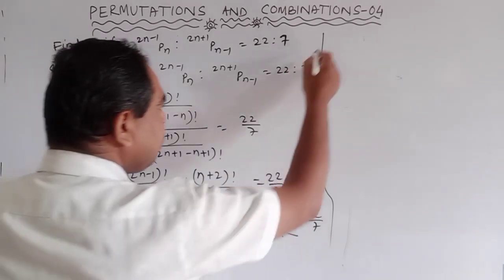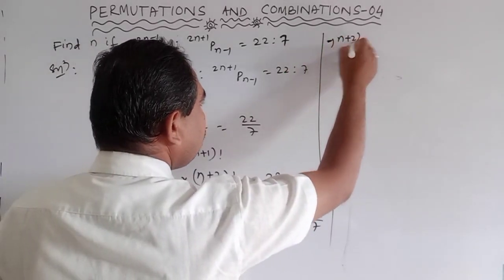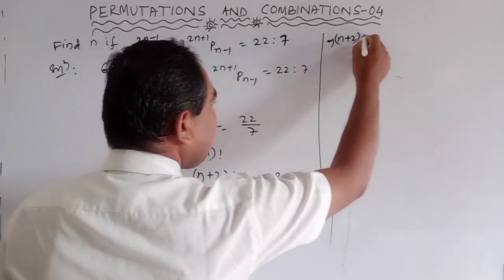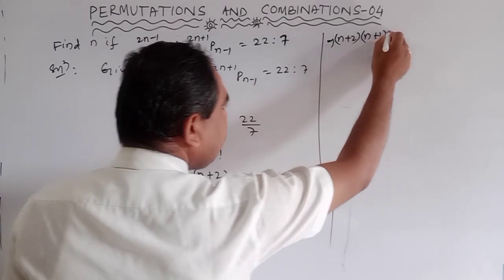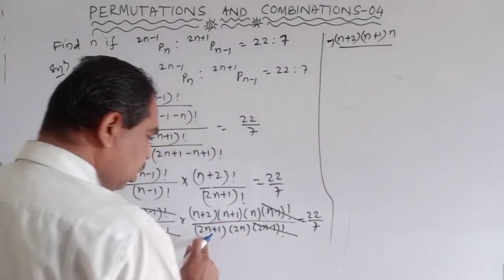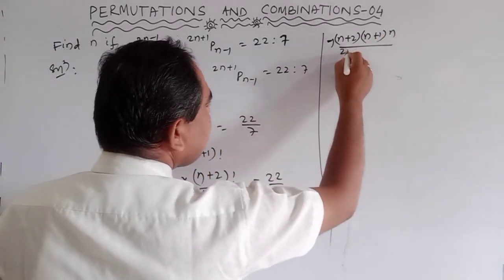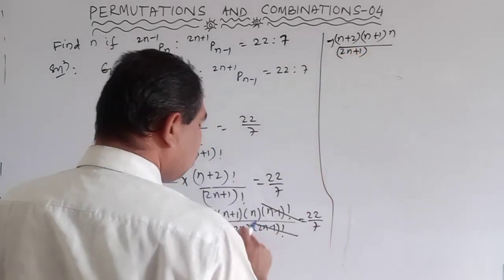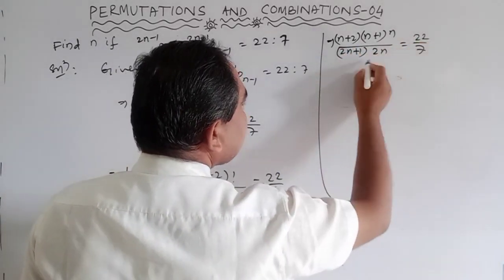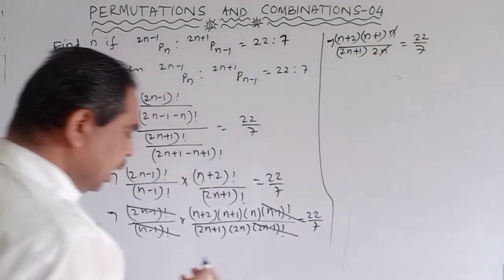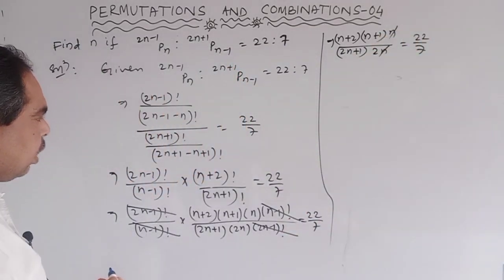So what remains is n plus 2 into n plus 1 into n, divided by 2n plus 1 into 2n, is equal to 22 divided by 7. So n cancels with n.